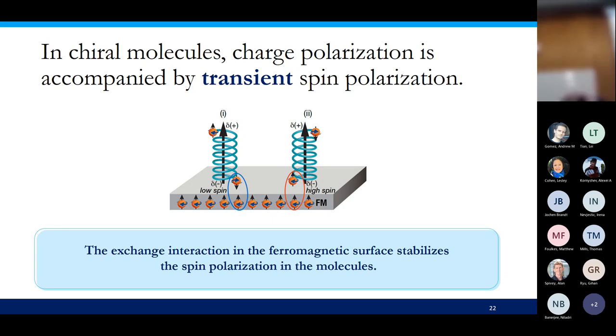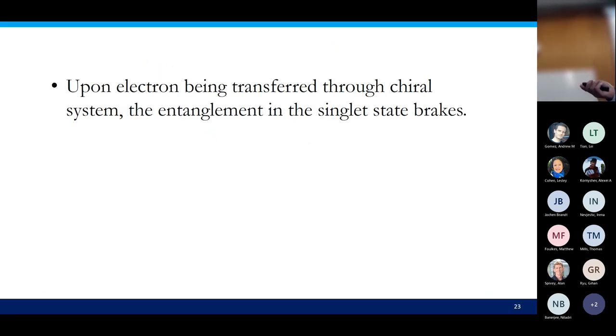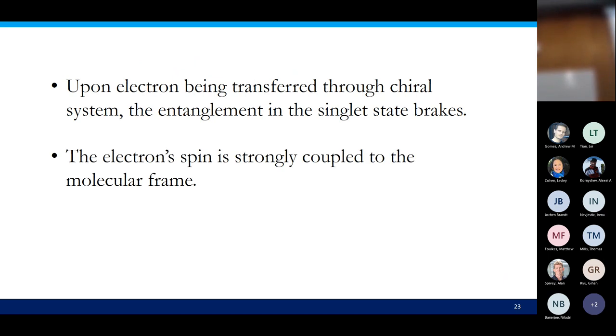Okay, so remember that chiral molecules really break the entanglement. So that's basically one thing that I want to say. The second thing is that, again, we see here that the spin is coupled to the molecular frame, and Yossi Paltiel's group at the Hebrew University actually observed what happens as a function of time, and if the molecules lie down, the magnetization of the surface starts to move with it. So the spin is strongly coupled to the molecular frame.